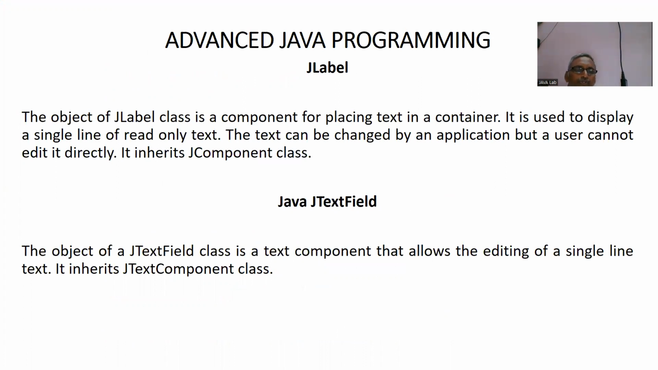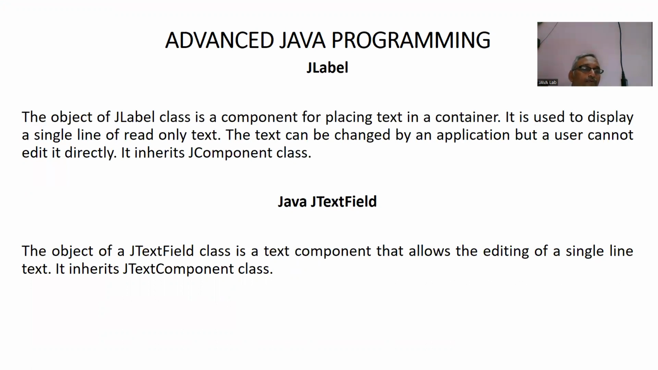It is used to display a single line of read-only text. The text can be changed by an application, but the user cannot edit it directly. It inherits JComponent class. JLabel class declaration: public class JLabel extends JComponent implements SwingConstants, Accessible.